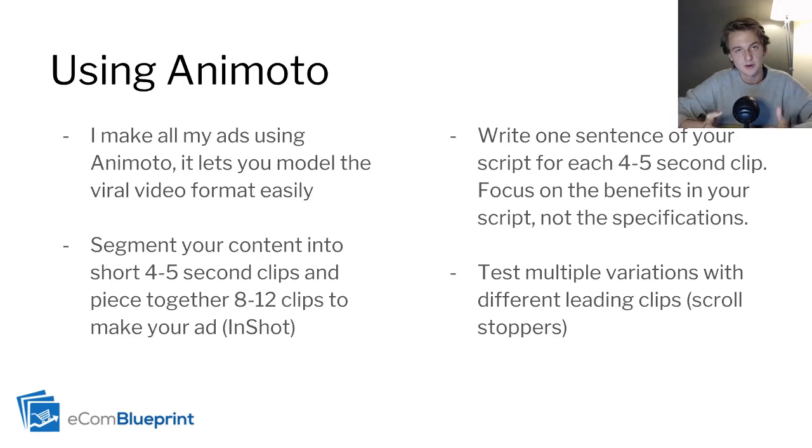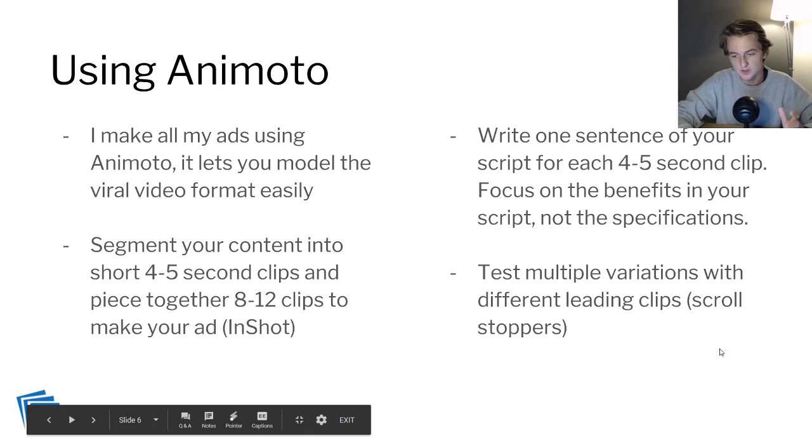And then you want to write a script for your video. So if you've got 8 clips, you want to write 8 lines, one for each clip. In your script, you should focus on the benefits, not the specifications. And you should also explain how this product is going to solve the problem. Now, the script of your video is not that important, so just keep it simple. Make sure there's no grammar mistakes. That is important, right? That looks extremely unprofessional if there are grammar mistakes in your ad. And so that's basically it. And then you also want to test multiple variations with different leading clips. And I'm going to show you that as well.